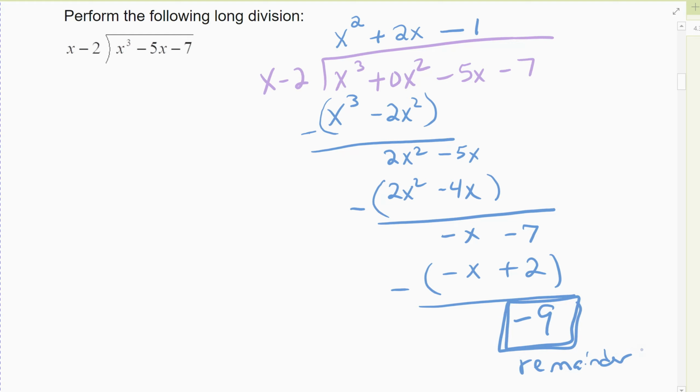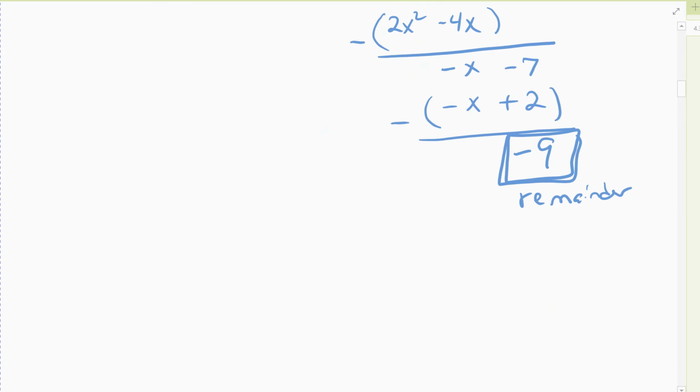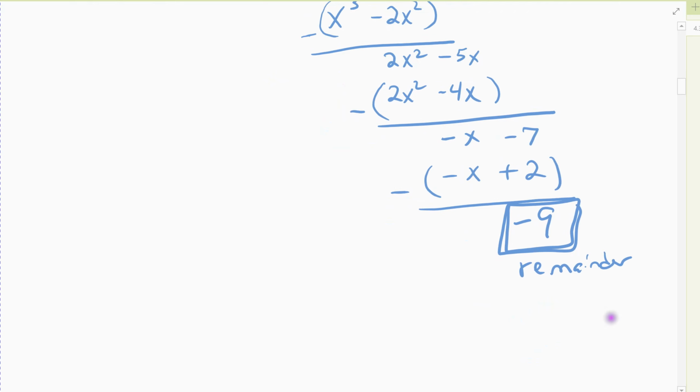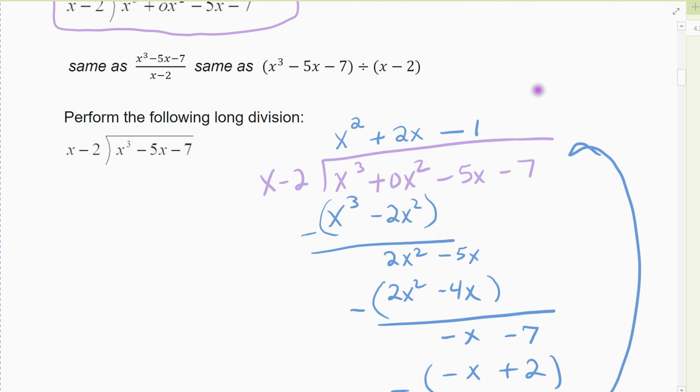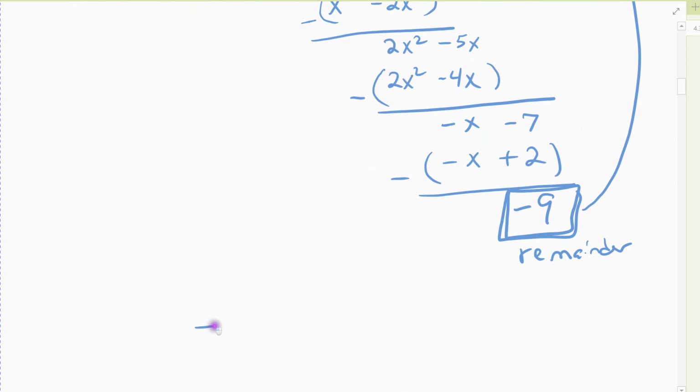Right? Whenever you do long division, once in a while you're left with a remainder. Well, a lot of times in division of polynomials, that's what we're going to be left with. All right, and so the answer is, I have my remainder, which actually we write up here as negative 9 over the x minus 2, what I'm dividing by. That's my remainder.